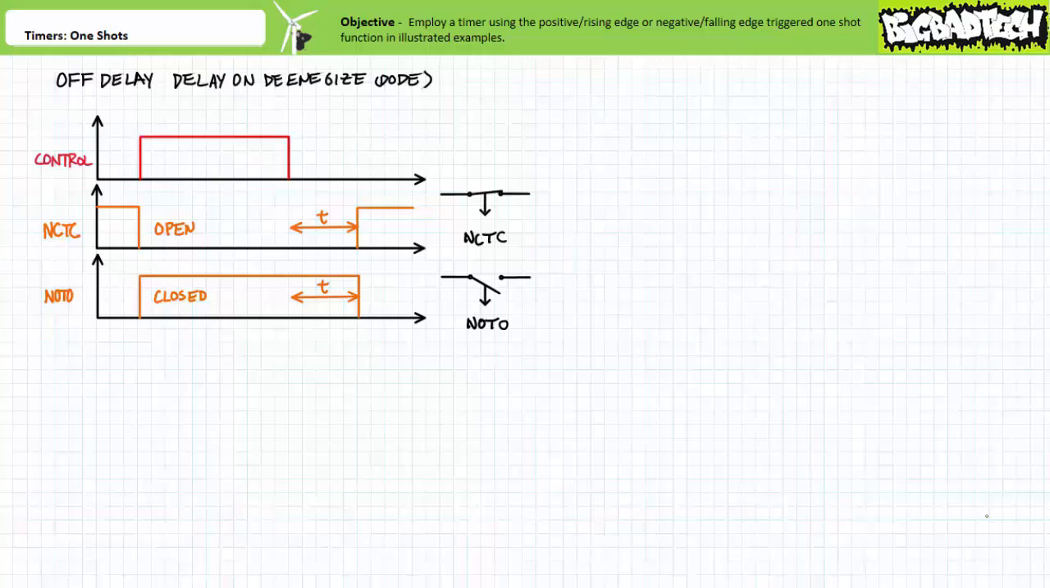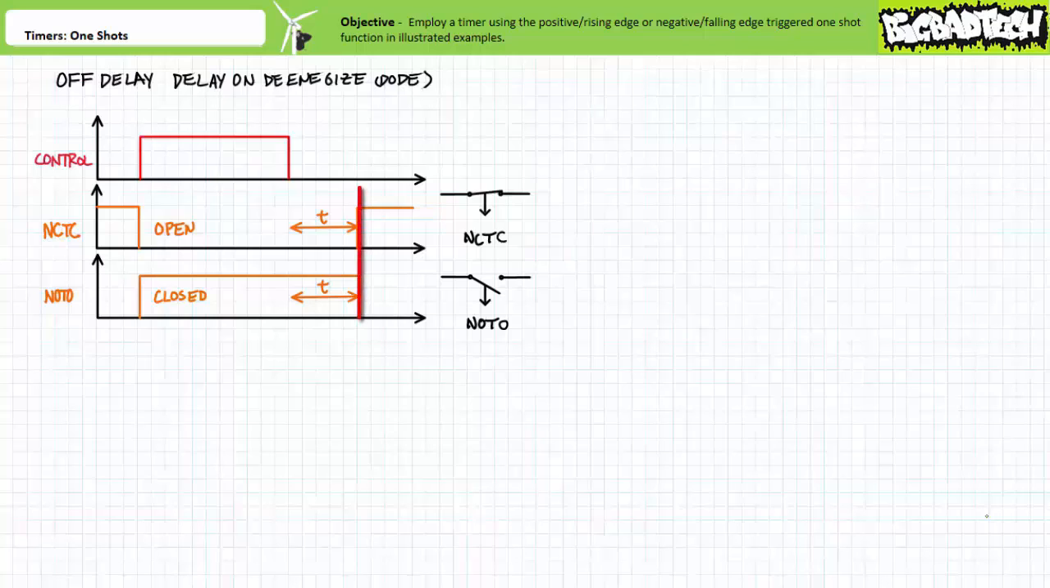A timing diagram of a timer executing the off-delay function, sometimes called a delay on de-energize or DODE, would look like this. When the controlling input is energized at this instant here, the associated contacts quasi-instantaneously switch to their opposite state, just like a regular control relay. The normally closed time closed contact opens, and the normally open time open contact closes. However, when the controlling input is de-energized here, the associated contacts maintain the asserted state. The normally closed time closed contact remains open, and the normally open time open contact remains closed.